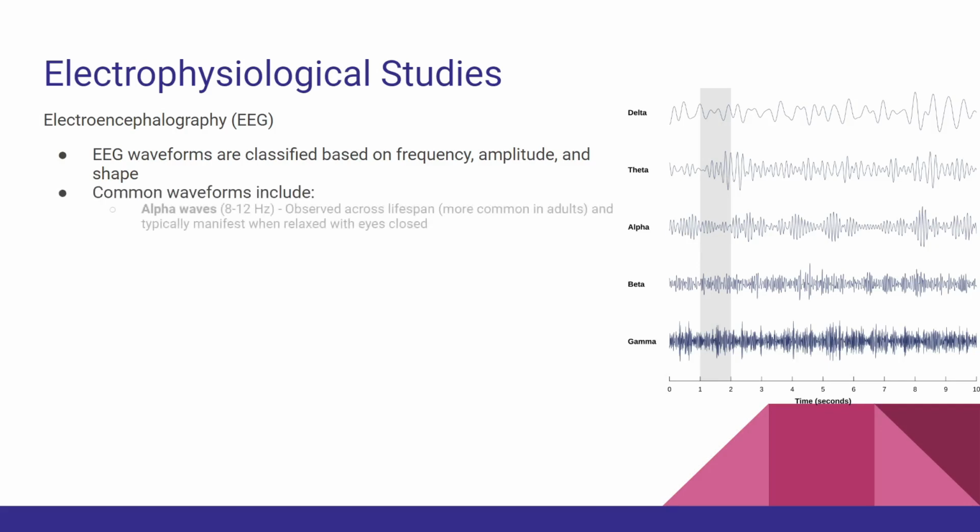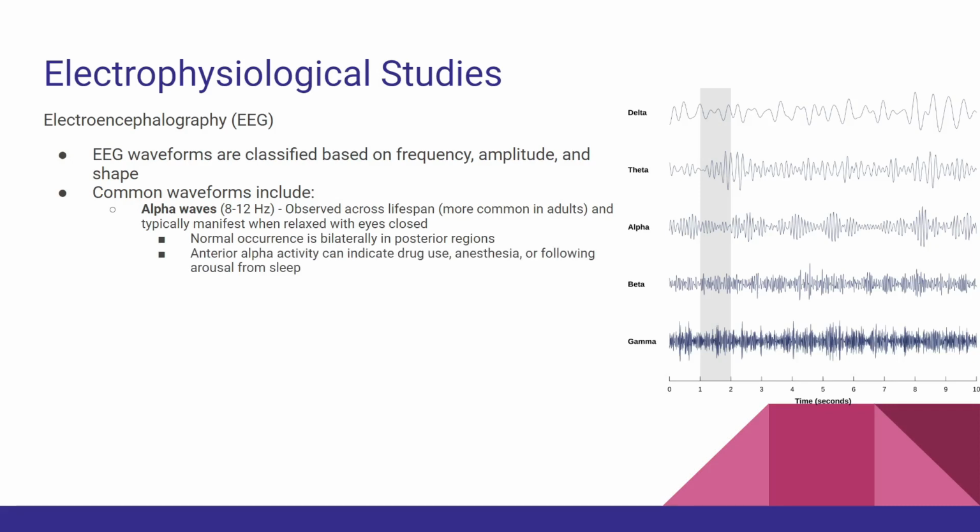And the most common waveforms are alpha waves, which are observed across someone's lifespan, but most common in adults, and typically manifest when someone's relaxed with their eyes closed. And you'll see it bilaterally in more posterior regions of the head. If there's anterior alpha activity, that can indicate drug use, anesthesia, or just having woken up from sleep.